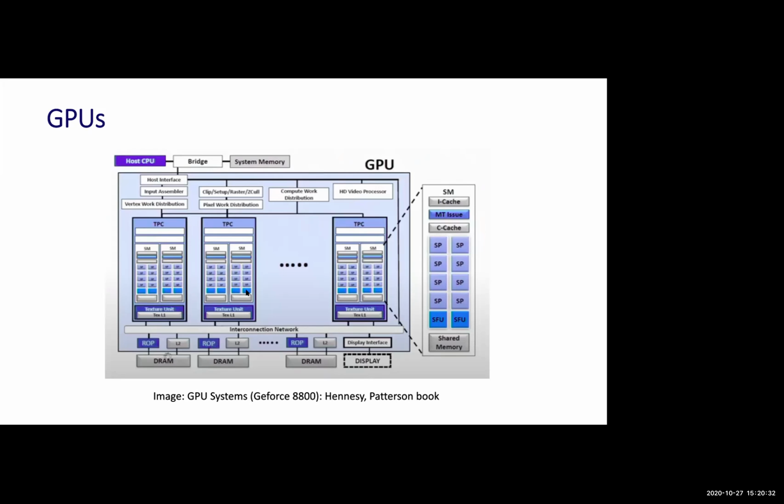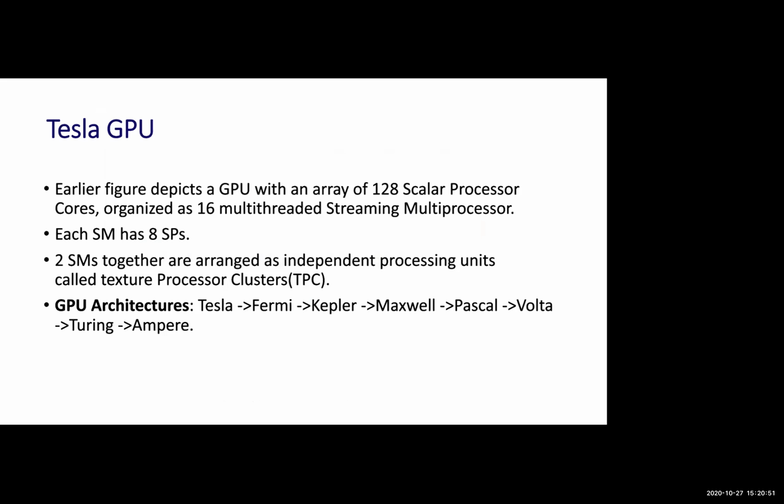Tesla is the architecture, and GeForce 8800 is the name of the GPU. Like we have 1080 Ti, 1080, GeForce RTX. These are GPU names, but the architecture name is different. The architecture names are Tesla, Fermi, Kepler, Maxwell, Pascal. The latest now is Ampere. Kepler is in the Jetson Nano, and in some others we have Maxwell.